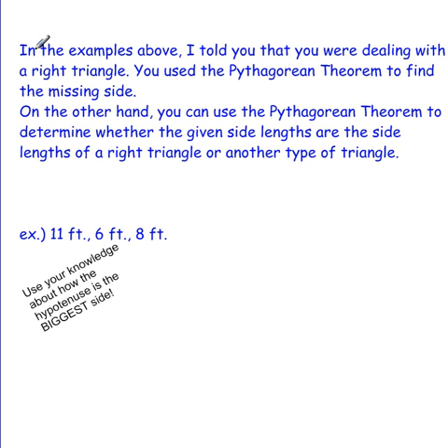In the examples above, I told you that you were dealing with a right triangle, even had a picture drawn for you. And we used the Pythagorean theorem to find the missing side length. On the other hand, you can use the Pythagorean theorem to determine whether the given side lengths are the side lengths of a right triangle, or it could be another type of triangle. We'll get to that in geometry, discovering the other types of triangles, like obtuse and acute triangles. So let's just focus on right triangles.